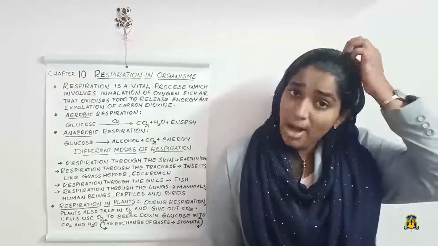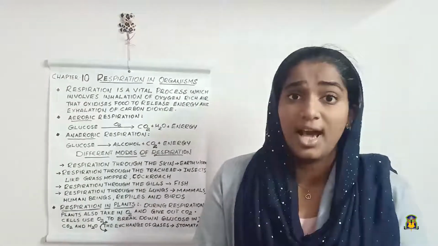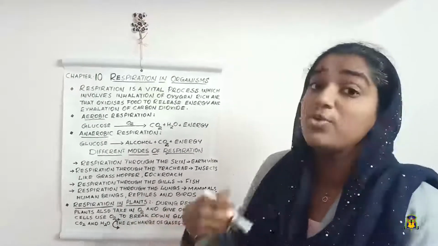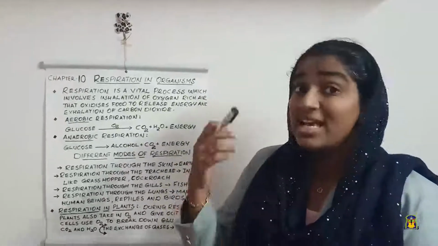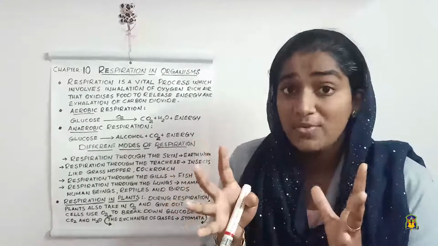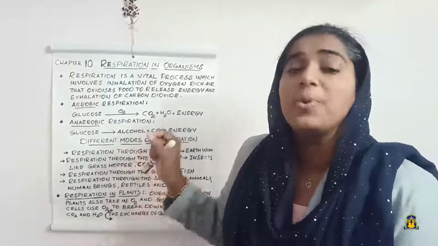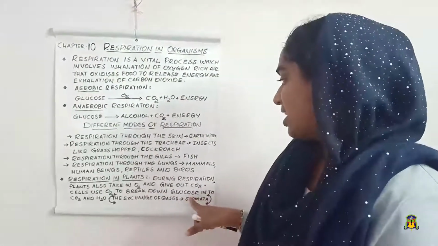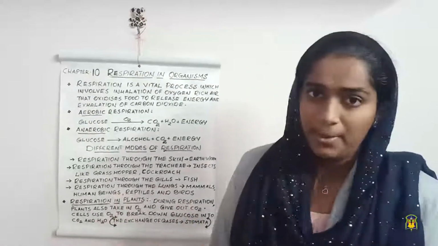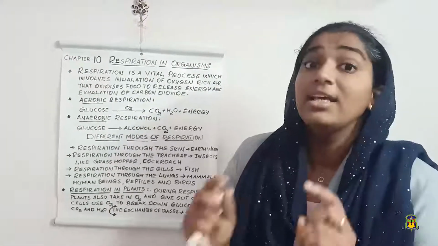After that, we discussed respiration in plants. During respiration, plants take in oxygen and give out carbon dioxide. The cells of the leaves use this oxygen to break down the glucose, and it is converted into carbon dioxide and water.